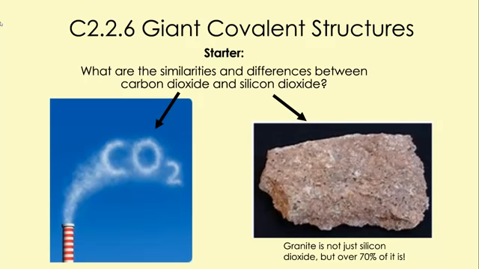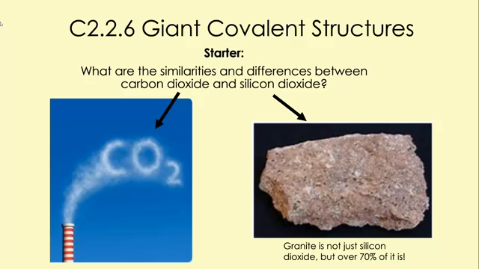Before we start, there's a question for you to think about. Based on what you already know, what similarities and differences can you come up with between carbon dioxide and silicon dioxide? Have a think about where carbon and silicon are on the periodic table. That might help you a bit. Pause the video and then we'll talk through a few examples.